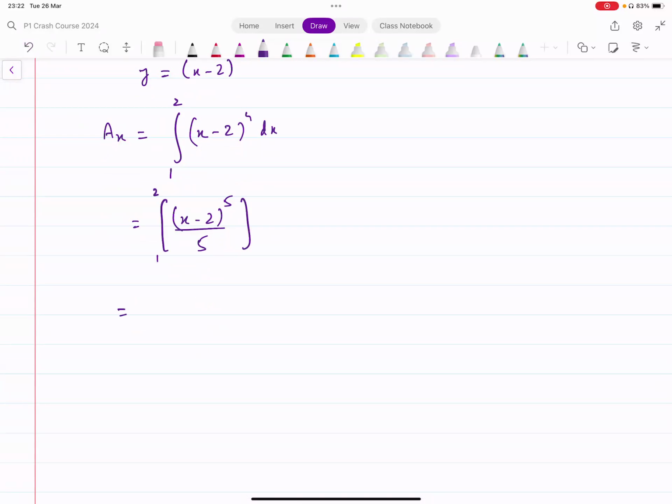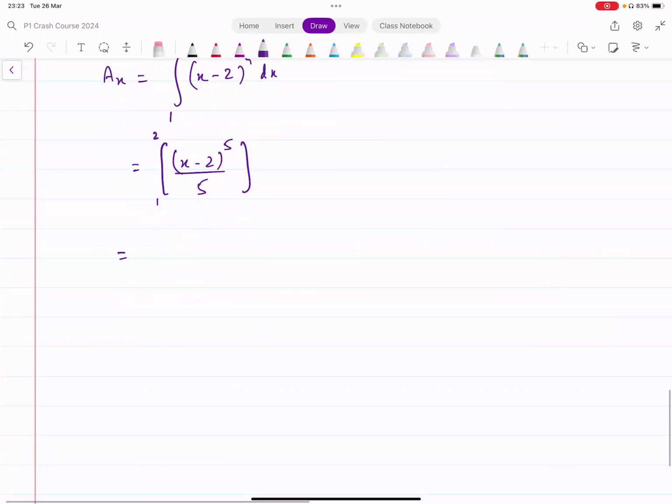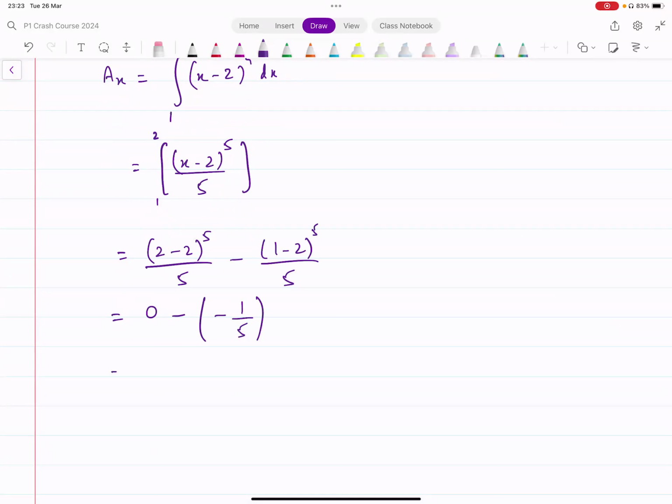When we input 2, that gives us (x minus 2) whole raised to power 5, which is going to give us 0. (2 minus 2) whole raised to power 5 over 5. Subtract from this (1 minus 2) whole raised to power 5 divided by 5. That gives us 0 minus minus 1 over 5. So the area turns out to be 1 over 5 or 0.2. That's the area between the curve and x-axis.